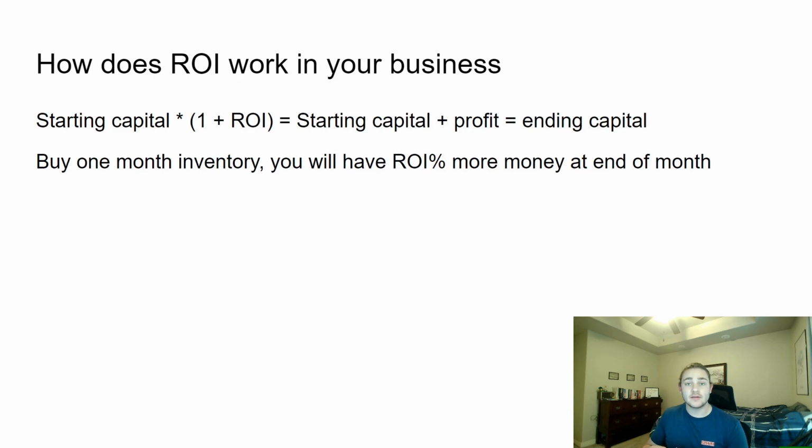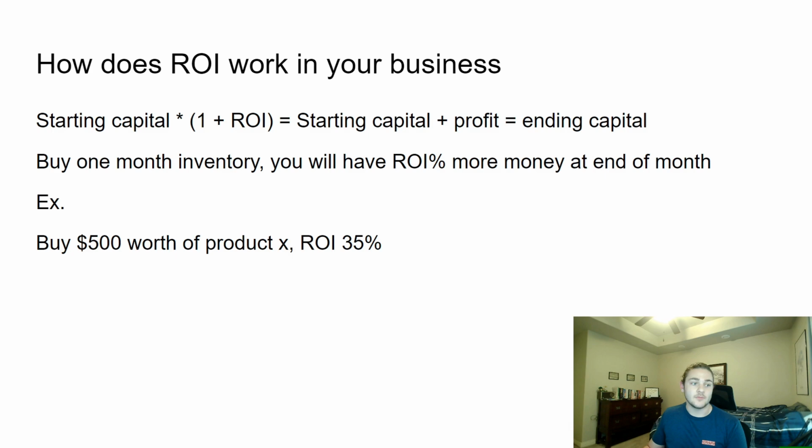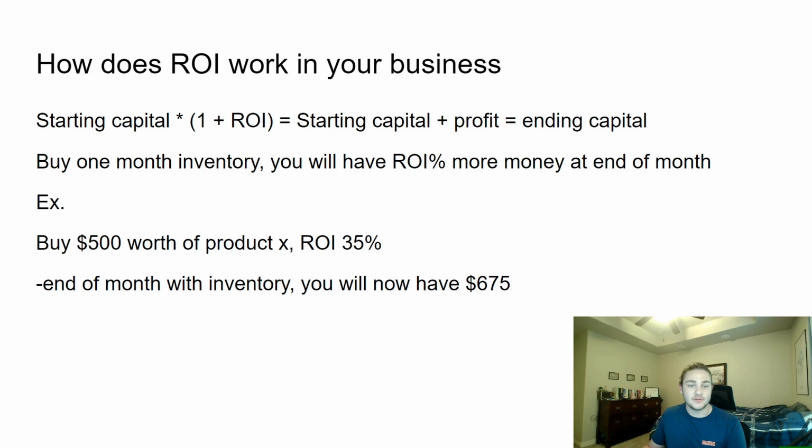But for an Amazon business, if you buy 1 month's worth of inventory and that inventory has X% ROI, you're going to have X% more money on whatever you invested in that product at the end of the month. For example, if you spend $500 on product and it has 35% ROI, at the end of the month you're going to have $675, and then it just snowballs after that. Next month, you'd hopefully be able to replenish that product and keep going on that 35%, or get another product with another percentage ROI, and you're just going to use this power to snowball your capital into something a lot bigger.